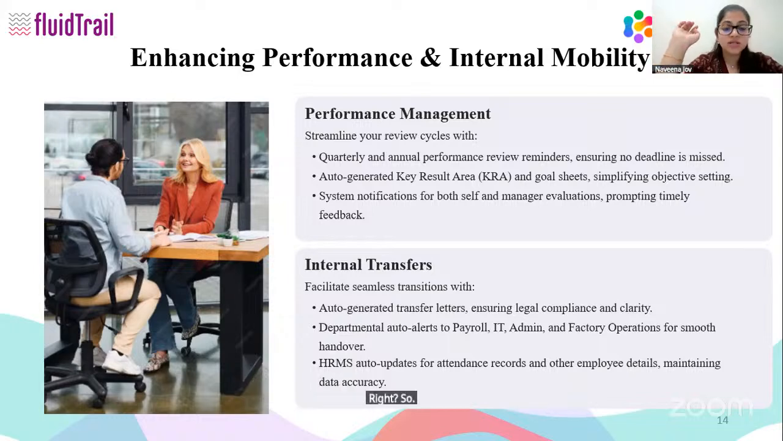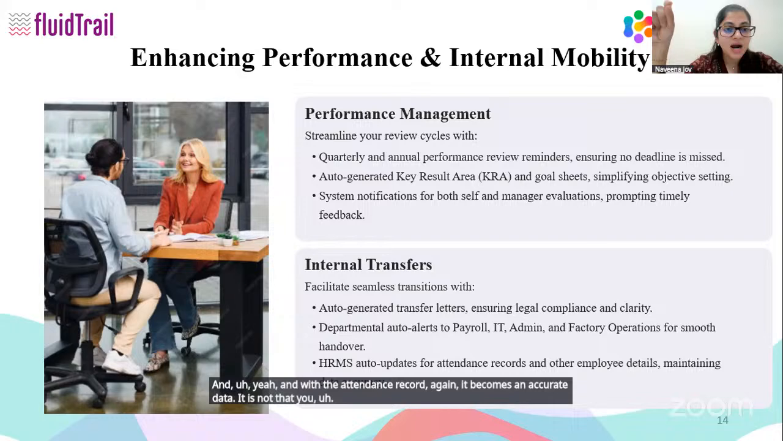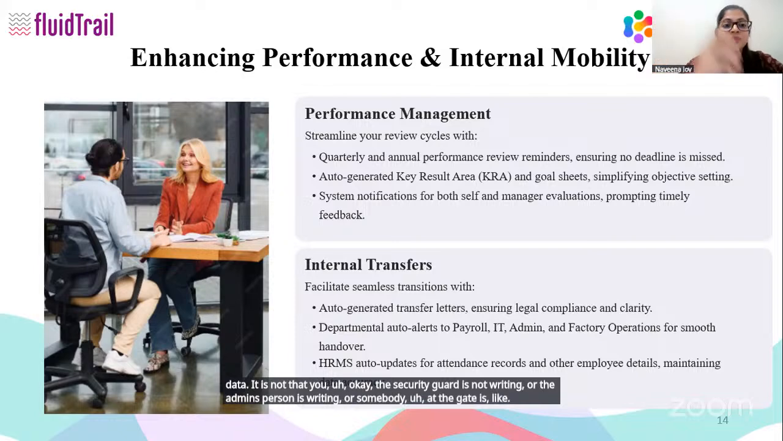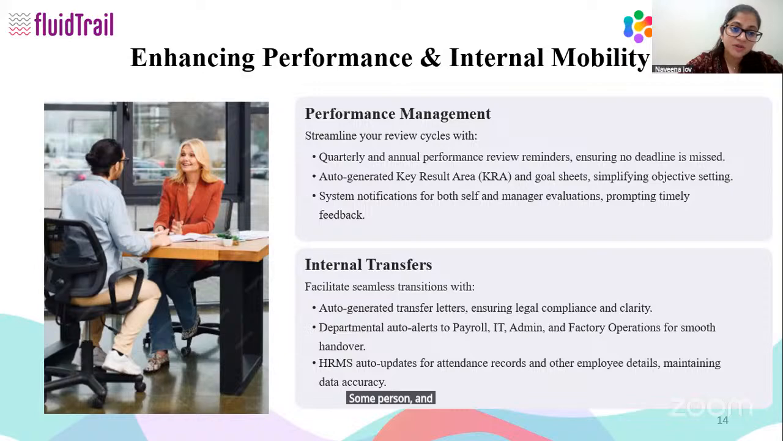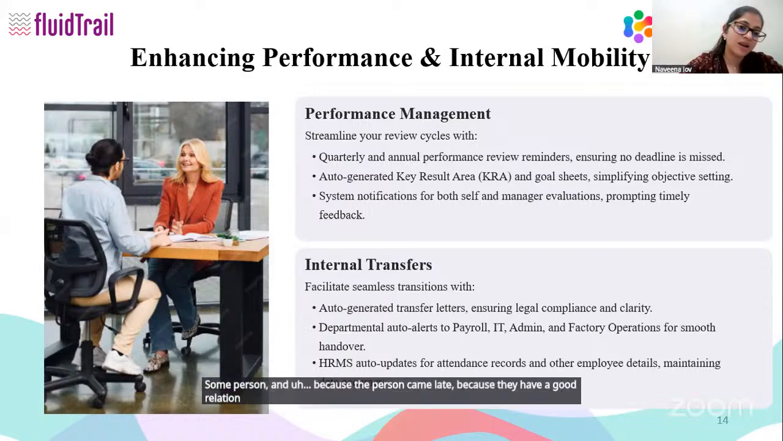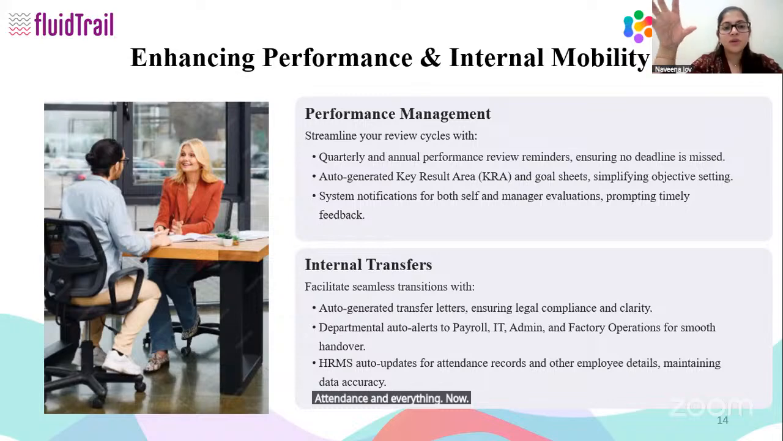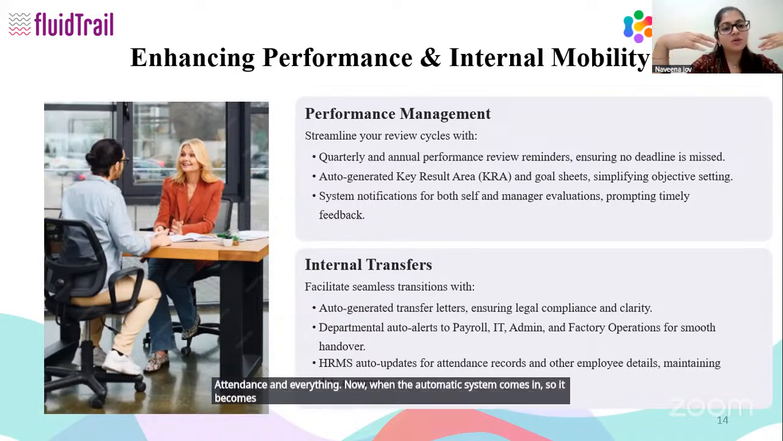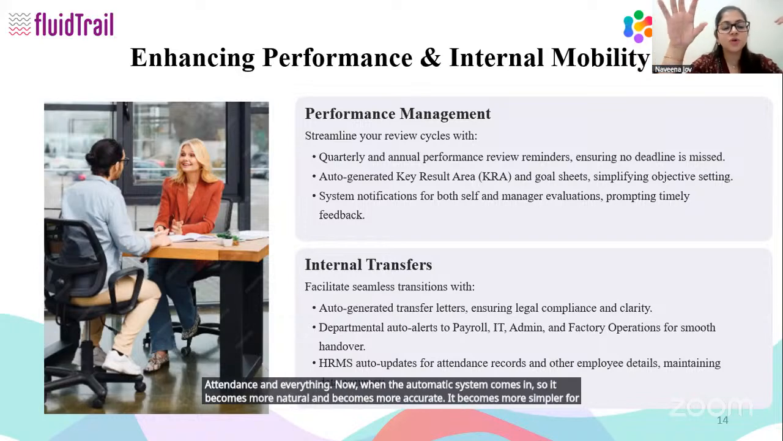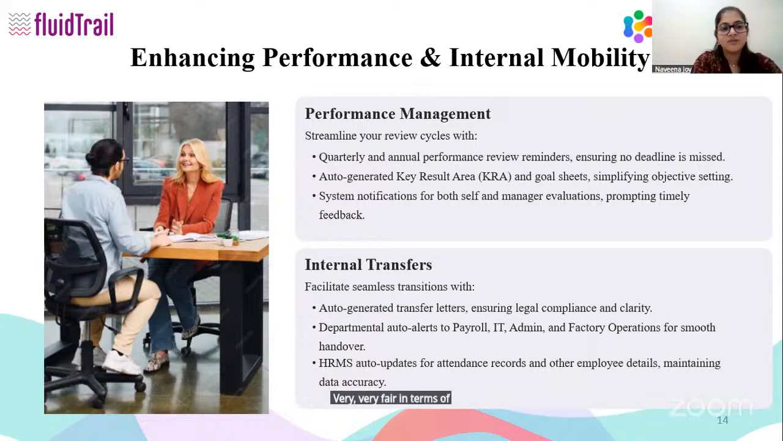Last but not the least is the HRMS that handles the attendance record. With the attendance record, it becomes accurate data. It is not that the security guard or the admin person is writing it, or somebody at the gate waits for a person who came late, and because they have a good relation with the guard or the admin, he gets off with the time and attendance. Now, when the automatic system comes in, it becomes more natural and more accurate. It becomes simpler for the company to be very fair in giving a fair decision to every employee. Next.